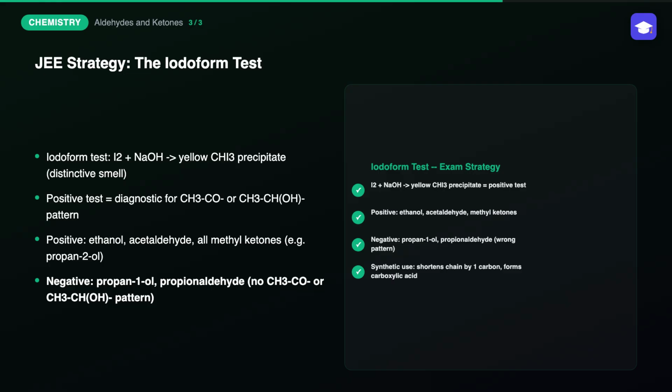This test is also genuinely useful synthetically, since it provides a reliable, controlled method for shortening a carbon chain by exactly 1 carbon while simultaneously converting a methyl ketone into a carboxylic acid.